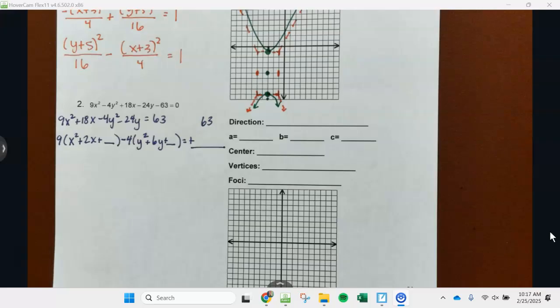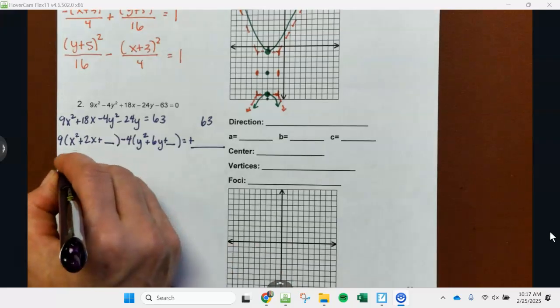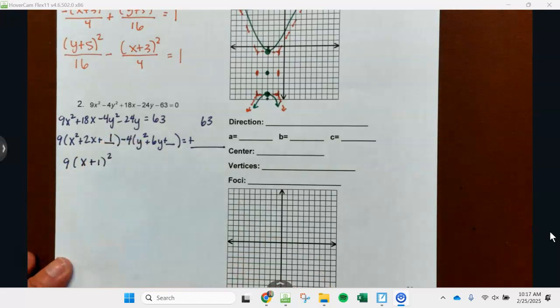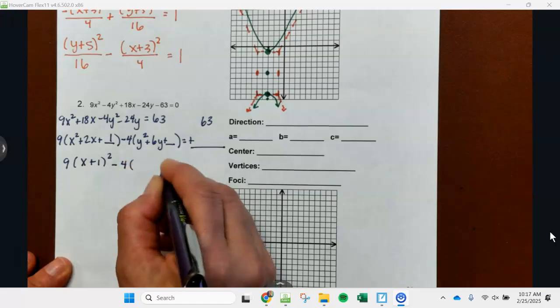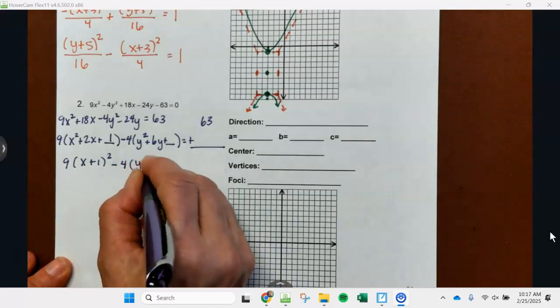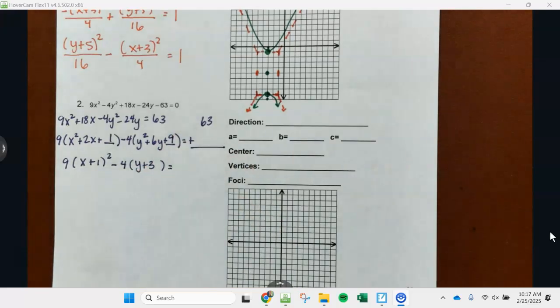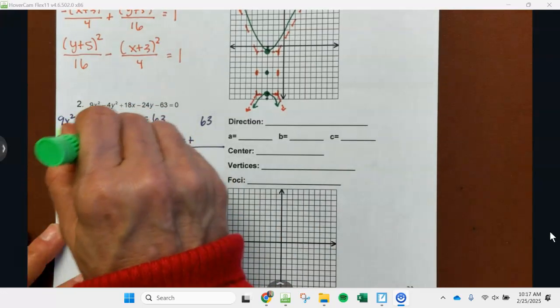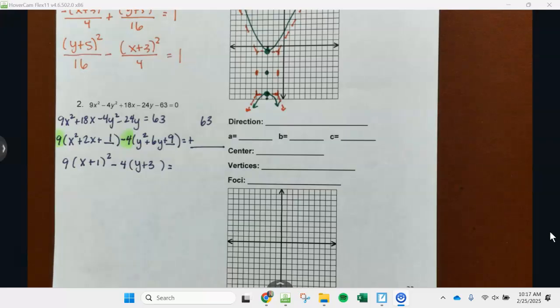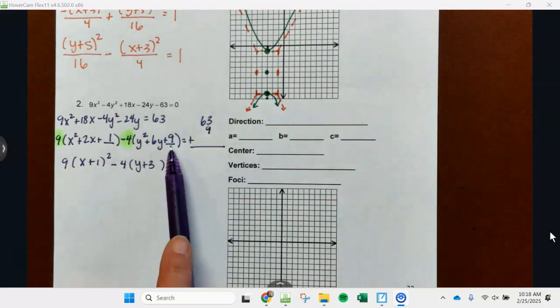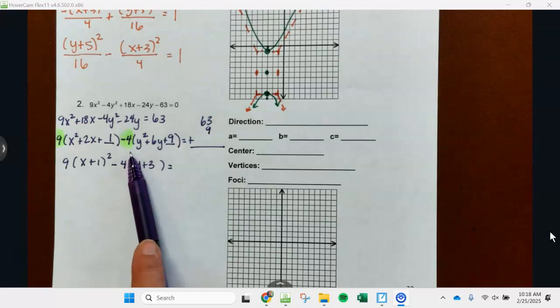All right, time to write them in their factored form. Half of 2 is 1. 1 squared is 1. Bring down that -4. Half of 6 is 3. 3 squared is 9. And again, I'm just going to highlight my values here because I don't want to write the wrong thing on the right side of the equal sign. So 1 times 9 is a 9. And then y'all, 9 times -4 is -36.